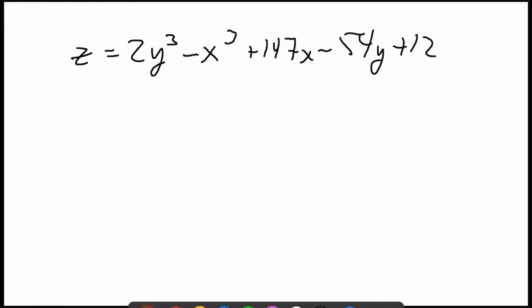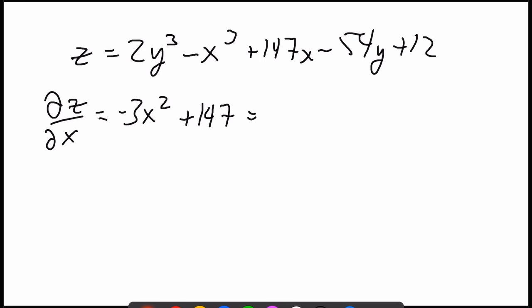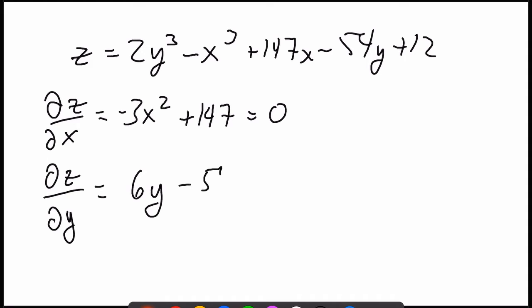Okay. So, beautiful little equation. Let's just say dz dx is going to be minus 3x squared plus 147. We're going to set that equal to 0. dz dy equals 6y minus 54. And we set that equal to 0. Now we can solve these. Sorry, that's a squared. We can solve these, right?